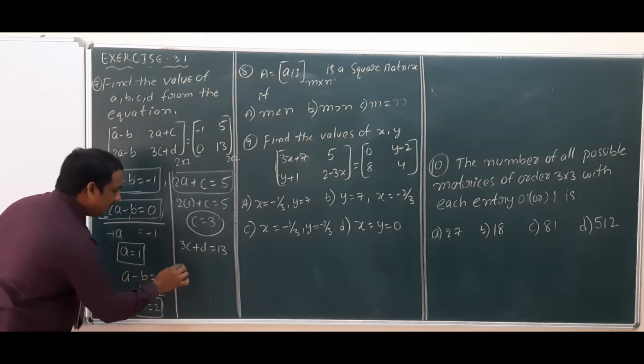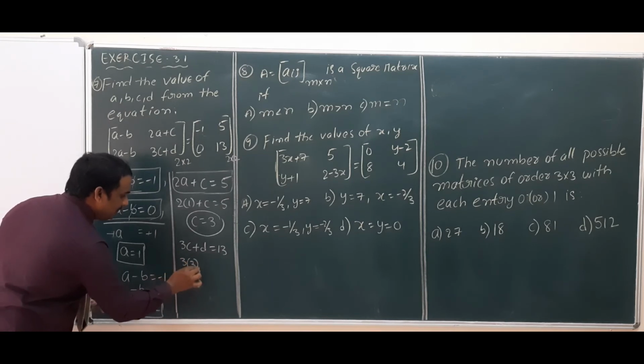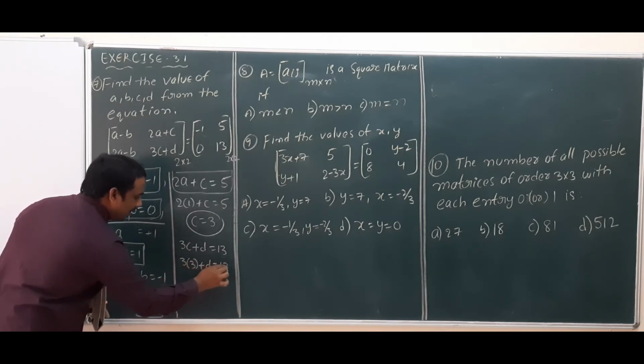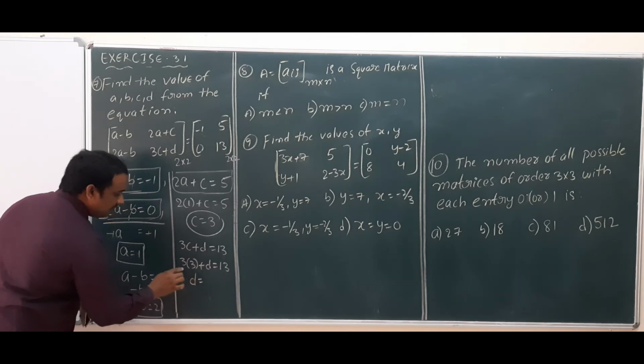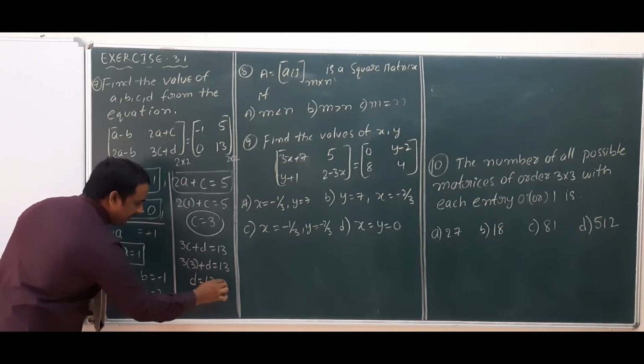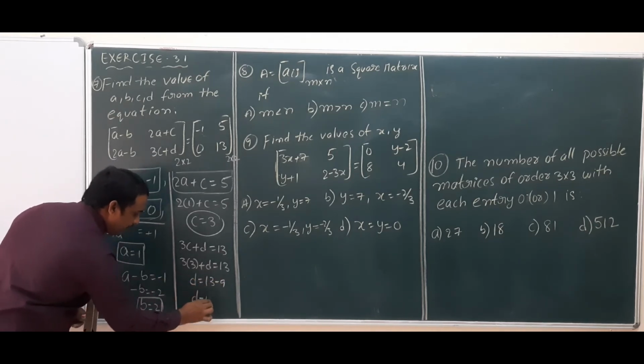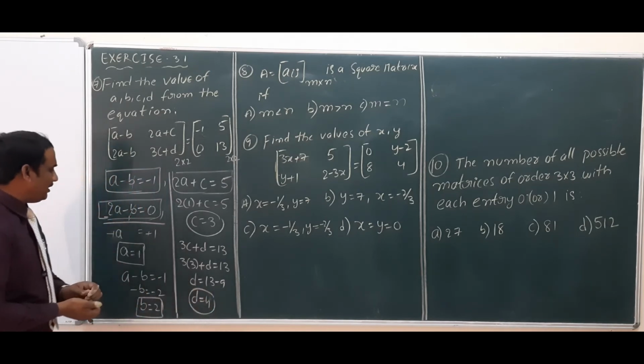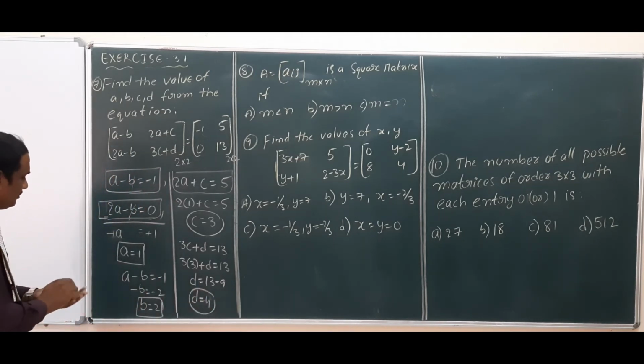Here you substitute c value 3 into 3 plus d equal to 13. Now d equal to 13 minus 3 3 are 9. Now d value is here 4. You got the values here. A value. Now we'll see.